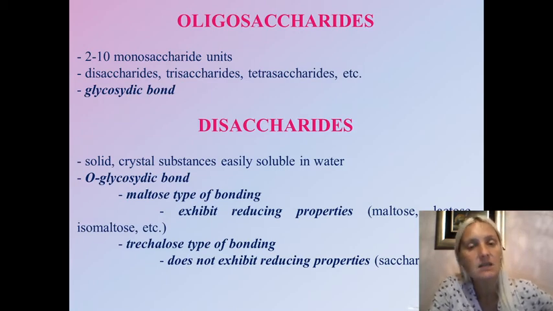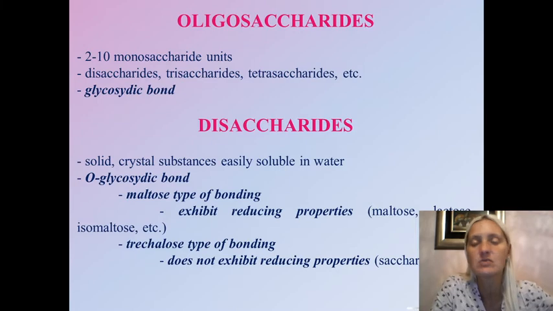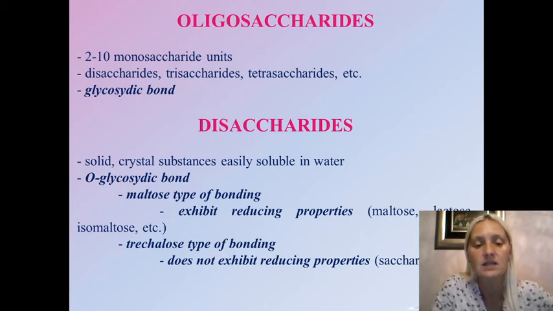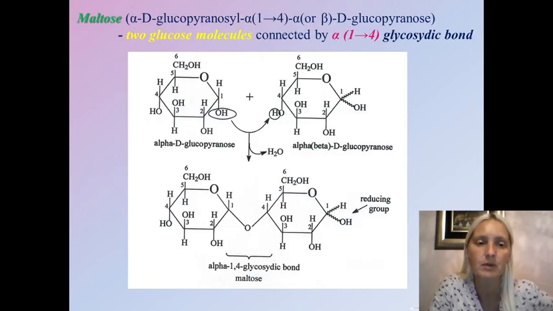Disaccharides containing this type of bonding exhibit reducing properties, like maltose, lactose, and so on. And there is another type, which is marked as the trehalose type of bonding, which does not exhibit reducing properties, and we will see this type of bonding in a molecule of saccharose. So let's start from the beginning.